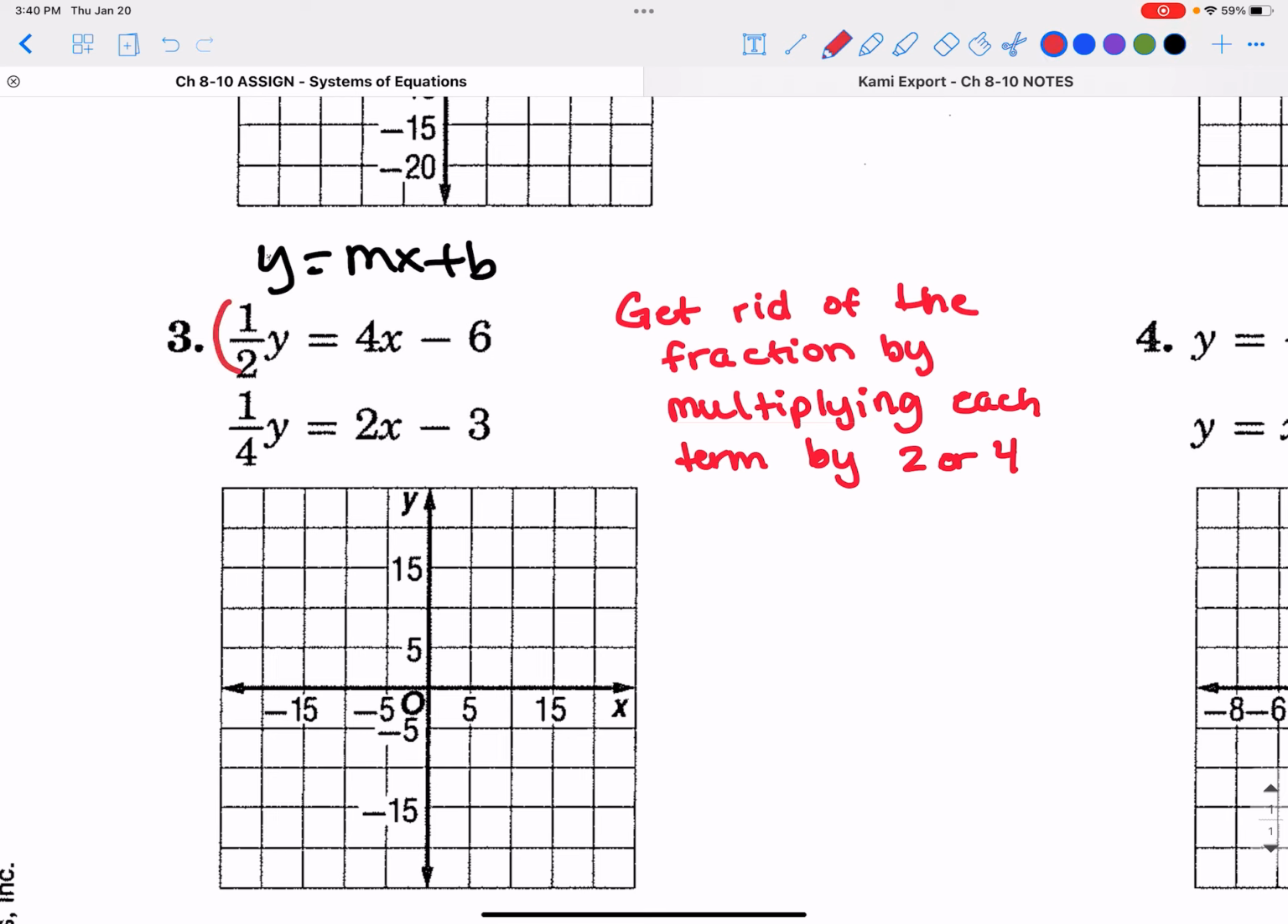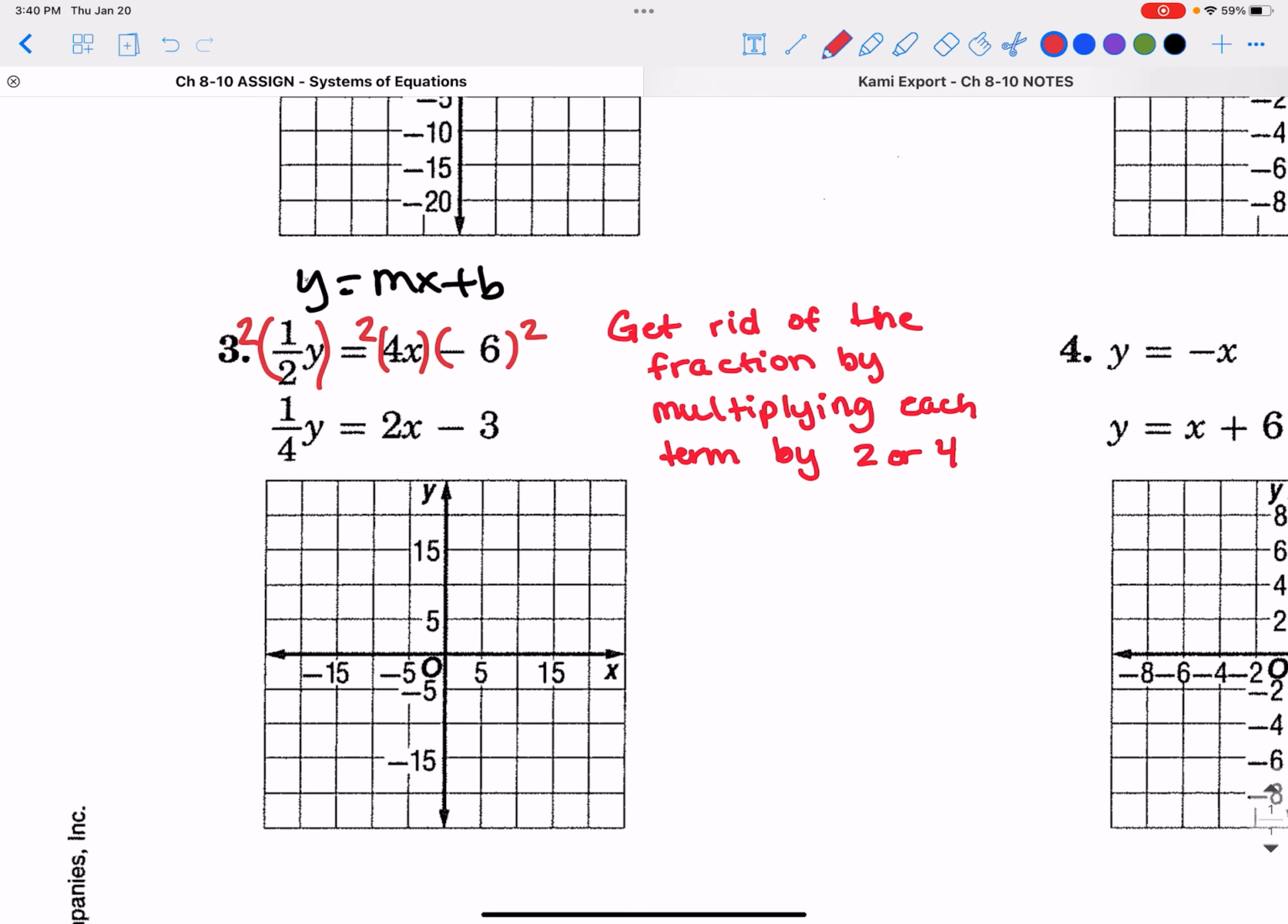Well, if we multiply this whole thing right here by 2, that means we have to multiply every term by 2, okay? Because those are the rules. If you do it to 1, you have to do it to all 3. So we're going to multiply every term in this equation by a 2. So I'm going to cross this out, and when I do that, they cross-reduce to a 1, and what is left is the y all by itself. When I multiply 4x by 2, I get 8x. And when I multiply negative 6 by 2, I get negative 12. So that takes care of the first equation.